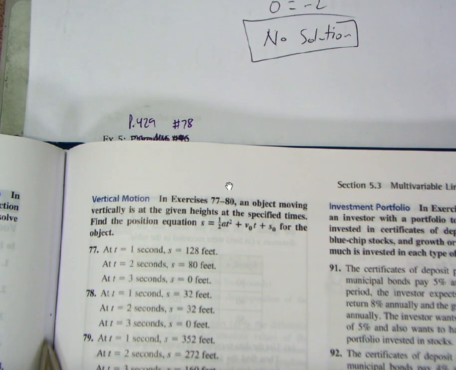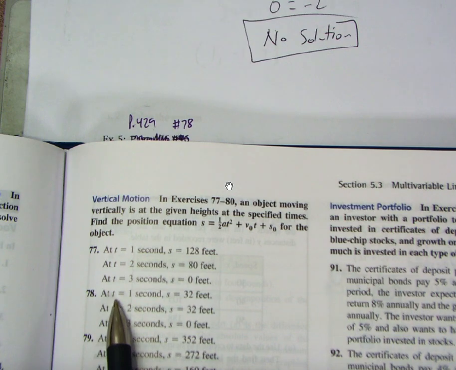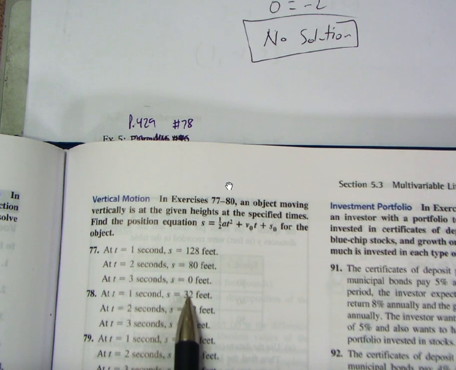Then they give us a scenario. They say this thing, okay, pretend like it's a ball. You're going to throw a ball up in the air. And after 1 second, the ball is 32 feet up in the air.